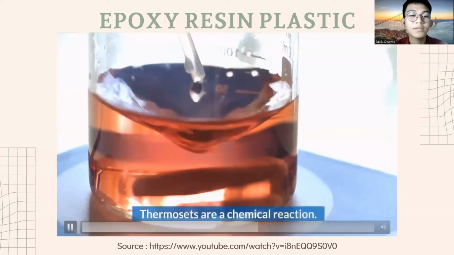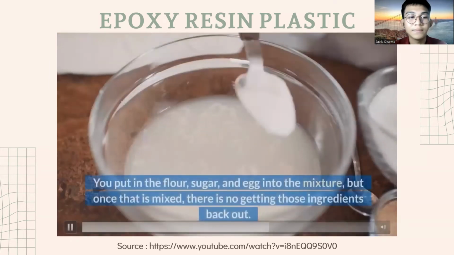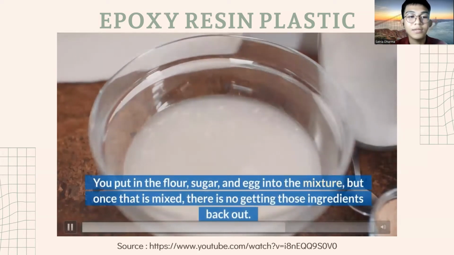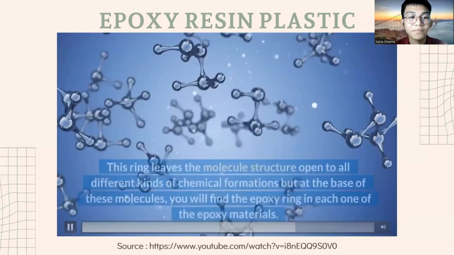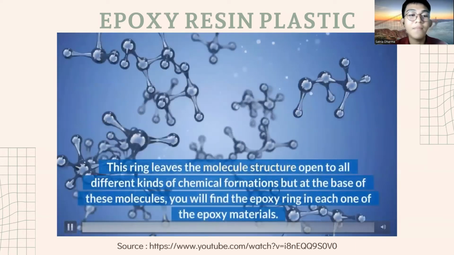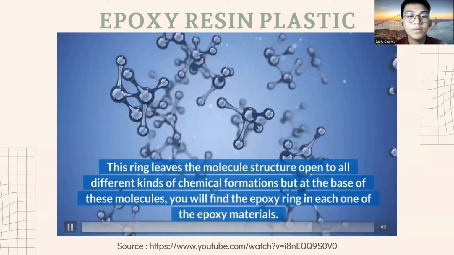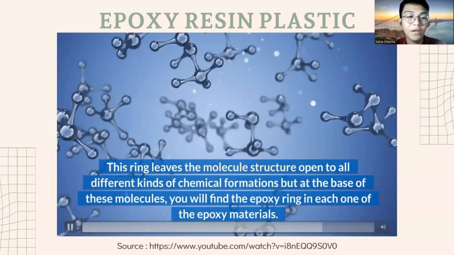Thermosets are like a mixed-cell reaction. If you put the flour, sugar, and egg into the mixture, once that is mixed, there is no getting those ingredients back out. This ring leaves the molecule structure open to all different kinds of cell formation, but all the base of these molecules.